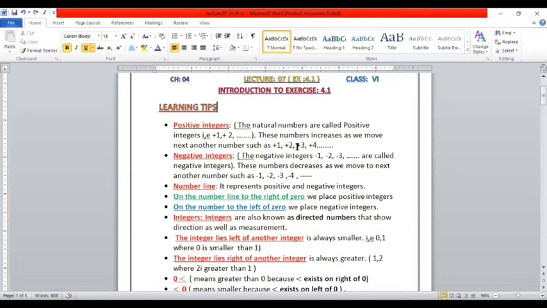Dear students, in the same way, the other group of integers is the negative integers. The negative integers are represented by placing a minus in front of each number, meaning 1, 2, 3, and so on. Here minus 1, minus 2, minus 3, and so on are called the negative integers.